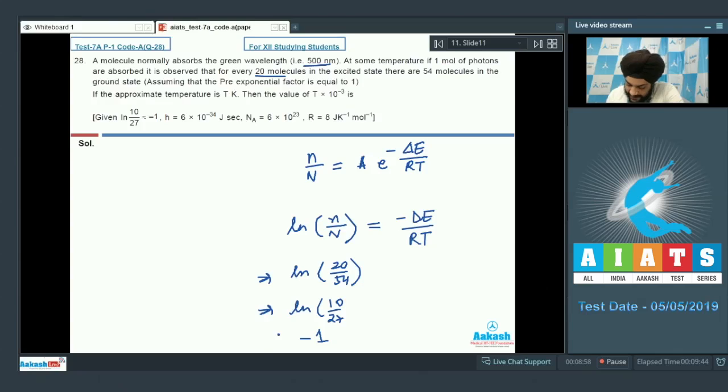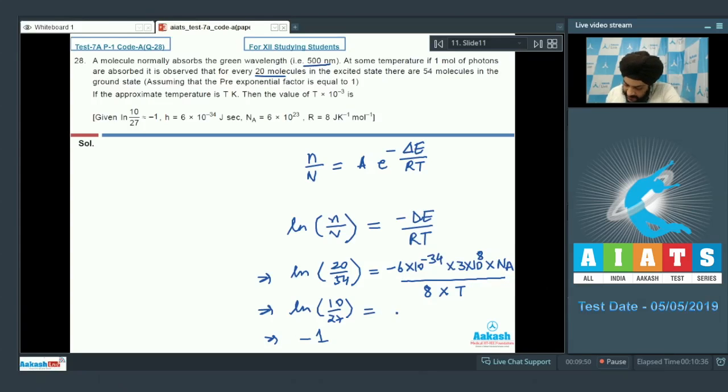We can talk about the right hand side now. So we can find out the value of delta E. So delta E can be written as hc upon lambda. So h is 6 into 10 to the power minus 34. c is 3 into 10 to the power 8. We have to multiply Avogadro number for 1 mole of photons. And we have to divide by the R value which is given to us as 8. And the temperature we have to find out. There will be a minus sign as well.